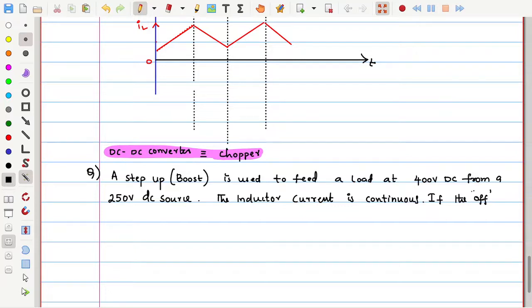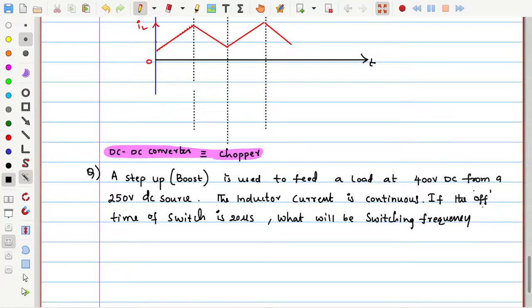Next, if the time period of the switch is 20 microseconds, what will be the switching frequency of the converter?